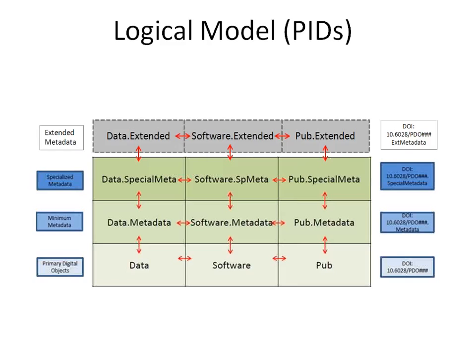In any case, it's critical that the primary digital object in its repository, wherever it is, have a unique persistent identifier, and that the repository have a credible mechanism for maintaining those persistent identifiers.